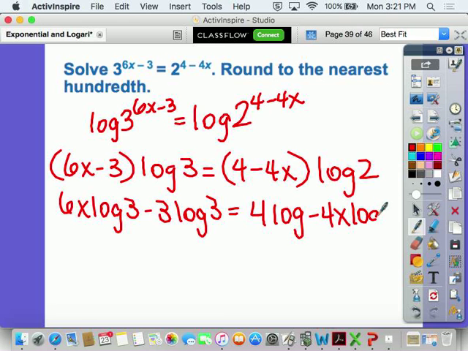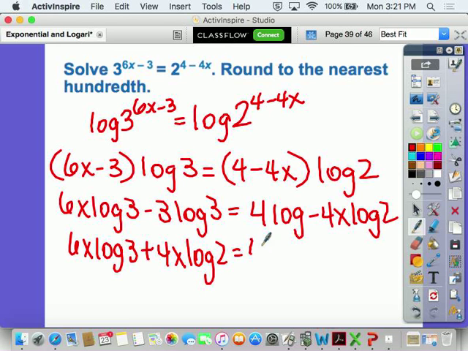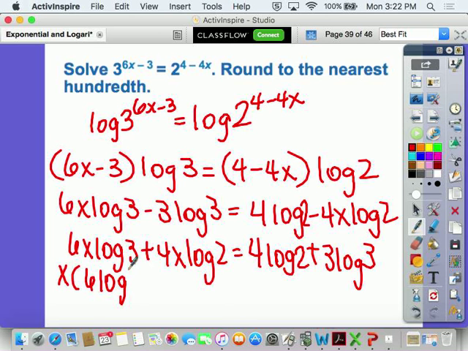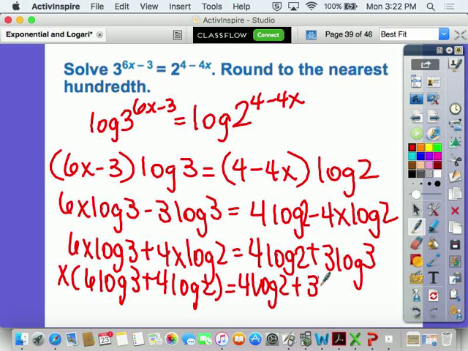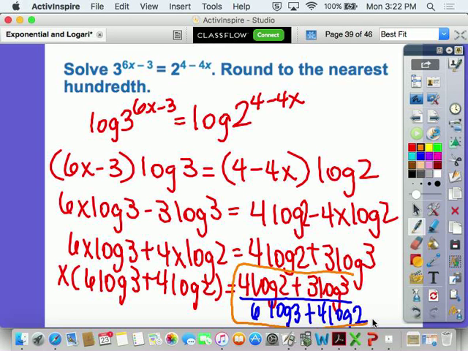And you'll actually have to do that because in order to solve for x, you have to get your x's on the same side. So what I'm going to do is add 4x log 2 to the left and add 3 log 3 to the right. And since both terms have an x in common on the left, I'm going to factor that out. And when I factor that out, that's going to allow me to divide both sides so that way I can get x by itself. So I'm going to end up dividing this entire expression by 6 log 3 plus 4 log 2, and this is what I'm going to type into my calculator, what you see right here. This is going to get typed into my calculator to get an answer.